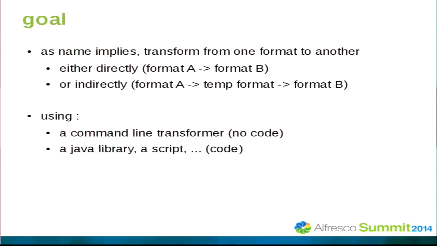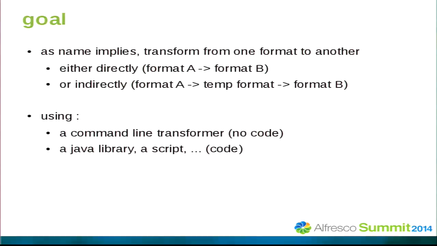I'm assuming most of you are familiar with transformation. Basically, you have a source format and you want to transform it to another target format. Either you want to do it directly, so you want to convert, for example, a Word to a PDF directly, or you can do that indirectly, for example, a Word to a PDF and then PDF to Flash, for example.